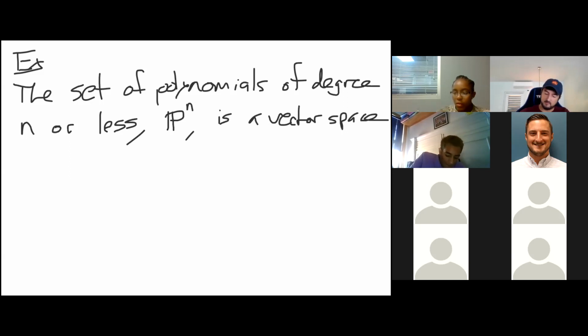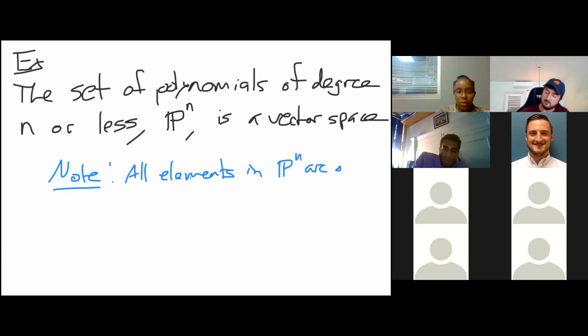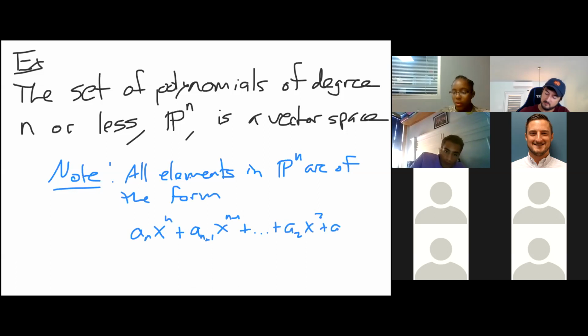And just a note, if you're a little confused, all elements in Pn are of the form a_n x^n plus a_(n-1) x^(n-1) plus a_2 x squared plus a_1 x plus a_0. So just polynomials. Any polynomials that you can think of. And this does have a basis.